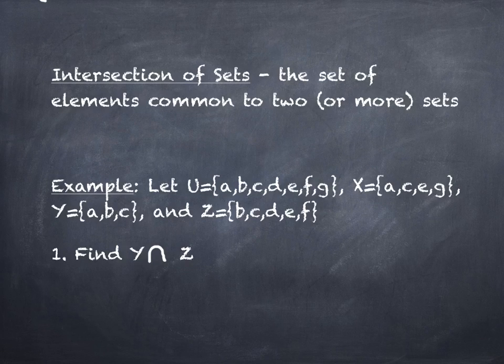The first set operation we're going to talk about is an intersection of sets. So an intersection of sets is the set of elements common to two or more sets. Most of the time we're going to deal with two. If our sets are, let's say, A and B, the intersection symbol is an upside down U, or horseshoe shape, that goes between them. So the key word here is the word common.